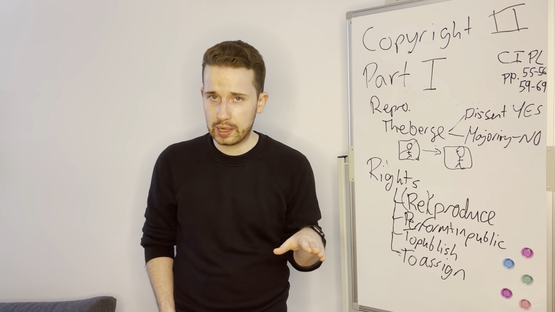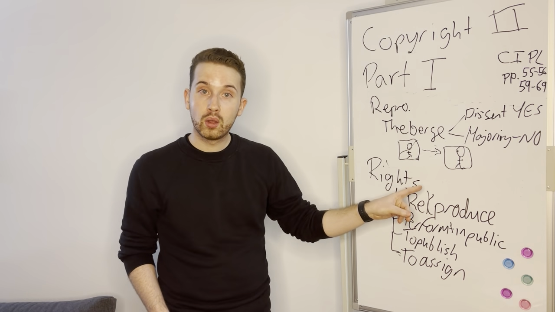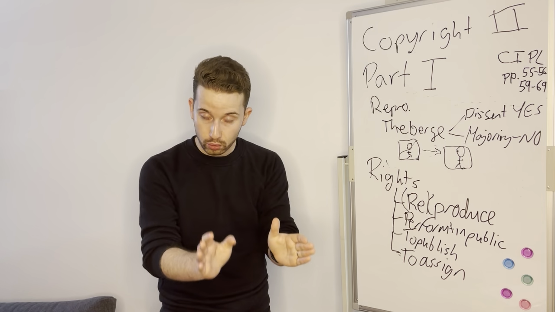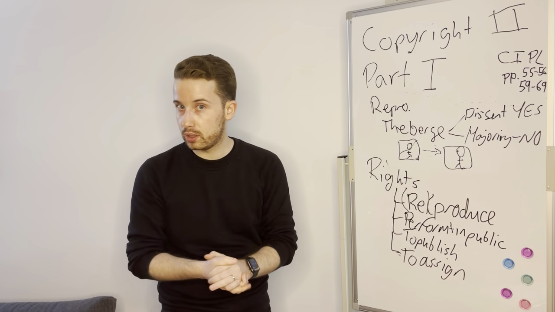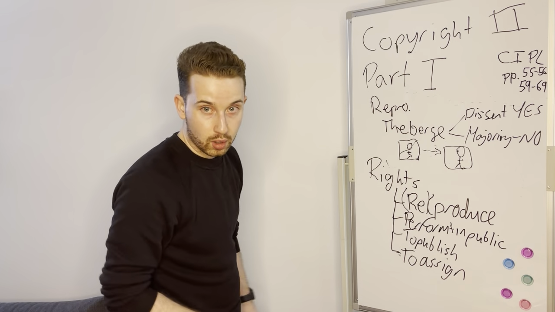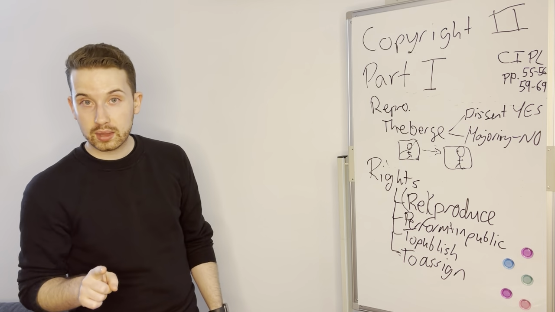And what does the majority say? Well, the majority says this is not a copy. That's their frame of mind. We have to accept that first to understand the argument, because the dissent doesn't agree with that. They say it is a copy, so it doesn't matter. The majority says it's not a copy. Well, if it's not a copy, what is it?